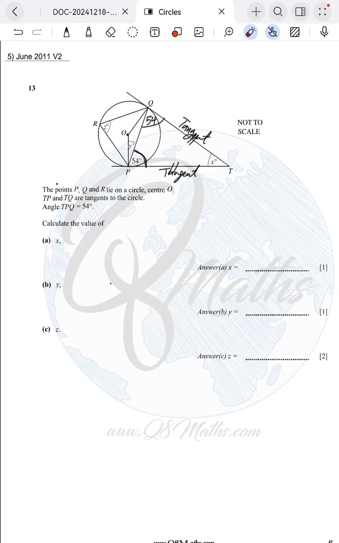Okay, 54 plus 54 is 108. To 180, what's remaining is 72. So angle X is 72 degrees.